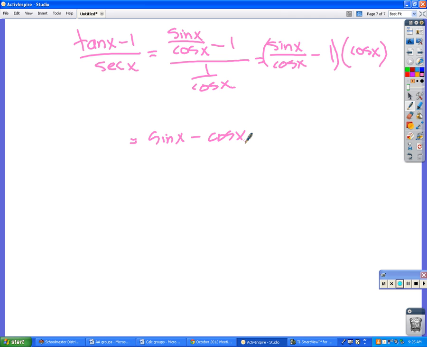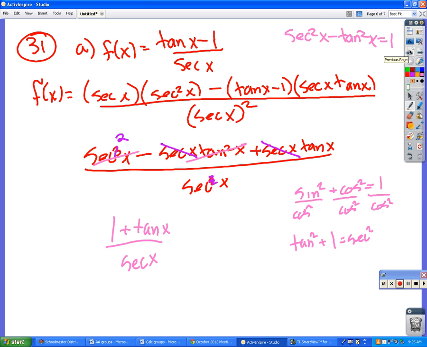Okay? And this is a little bit easier because what's the derivative of sine of x minus cosine of x? Cosine minus sine. Cosine of x, but it's negative sine, so it's going to be cosine of x plus sine of x. Okay? Do you see that those two answers are the same? Not really, no. So we have to do a little bit more work.